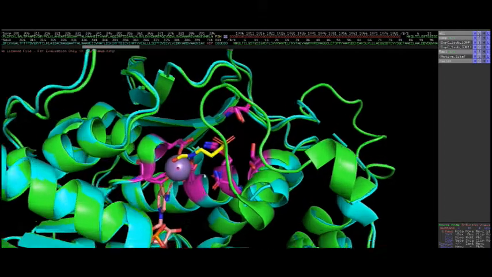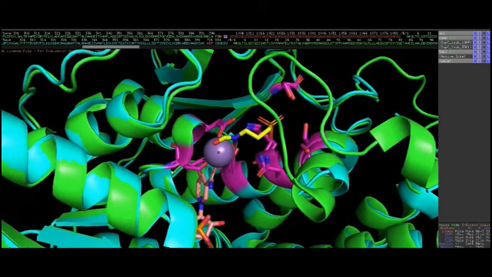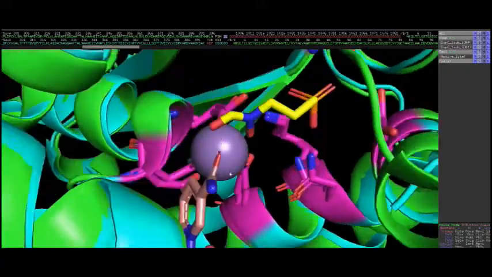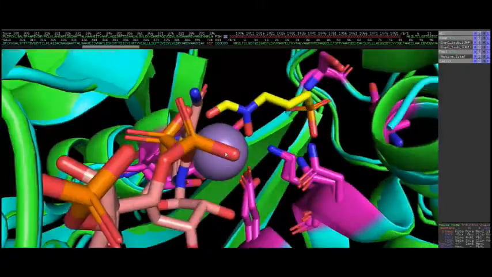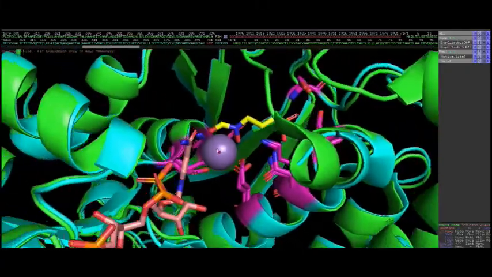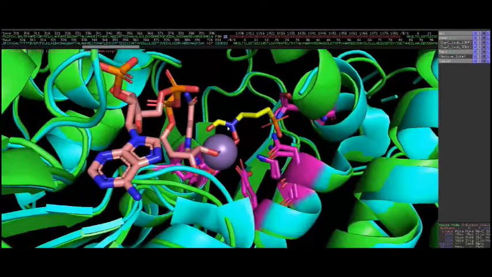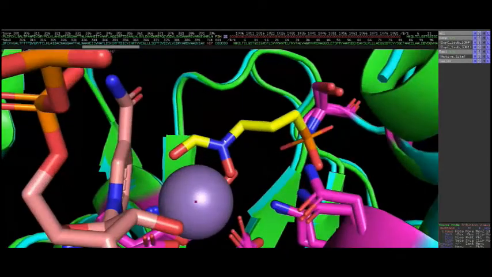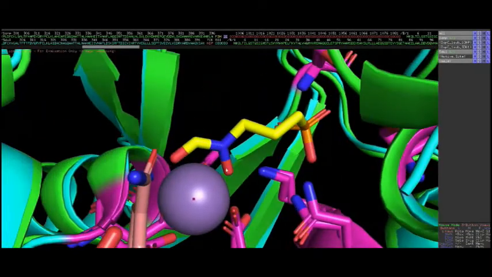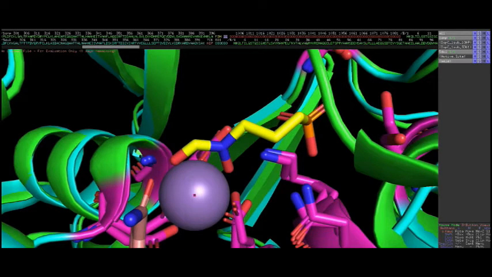And so if we look at the structure here, what we see is we have this manganese ion, and so we see how that is used. So this is our substrate here in yellow. And we can see how this manganese ion can actually be used for the catalysis.